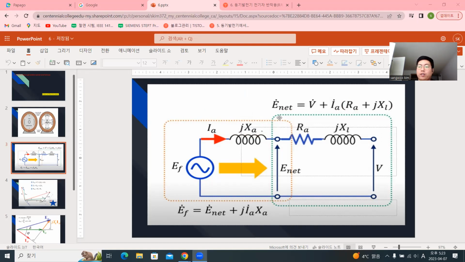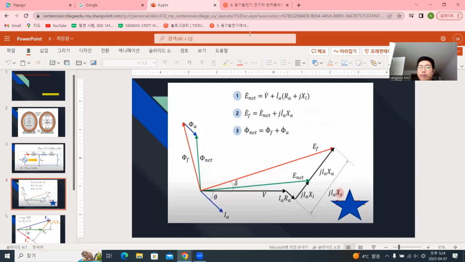So as you can see, we first of all need to make a voltage equation. So Φf, I will separate here, right? ΦF equals Φnet plus ΦA, JXA, right? And E net is equal to V plus, because I is coming here, IA, the line's resistance and the leakage reactance, right? So we will try to draw this.